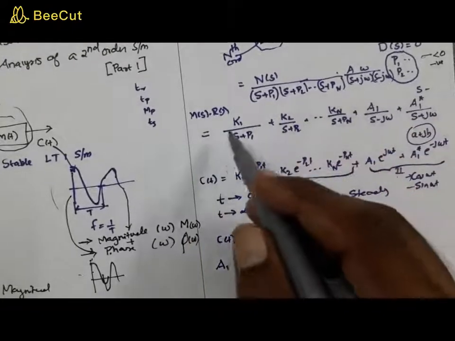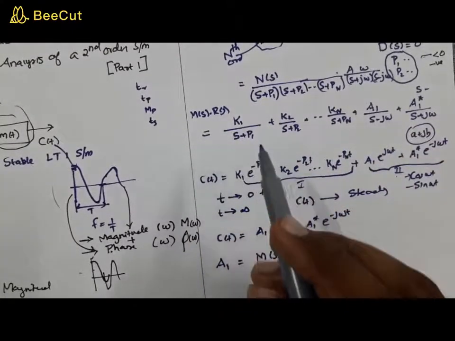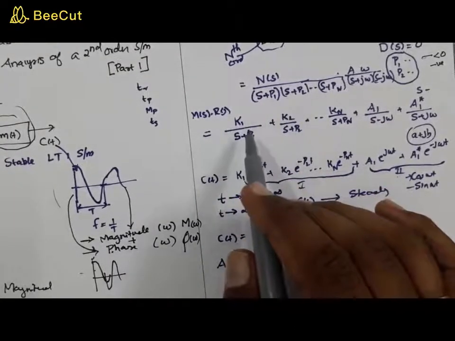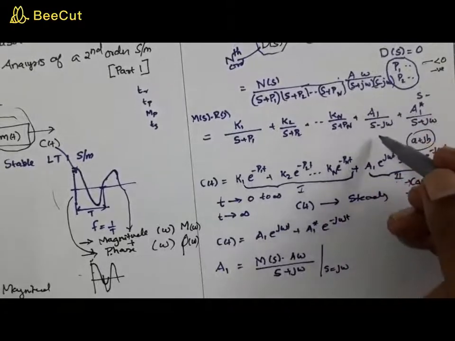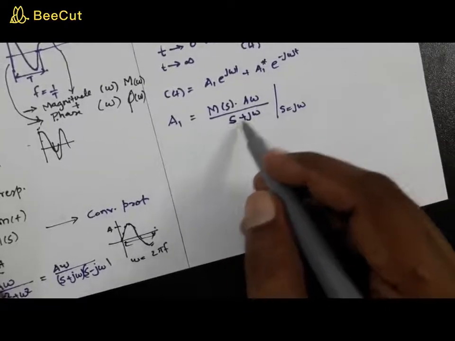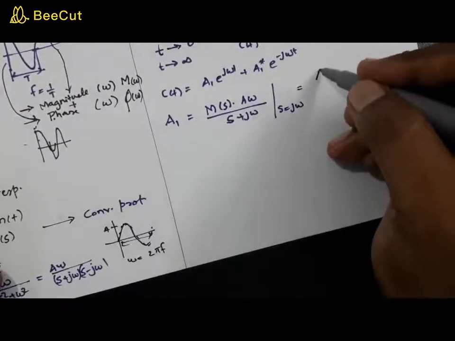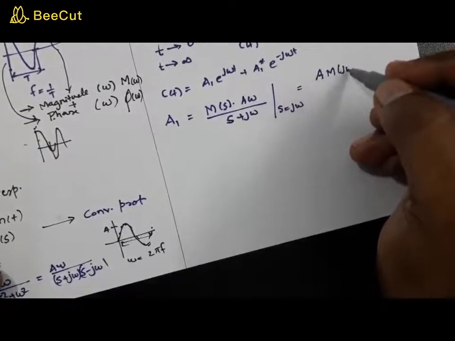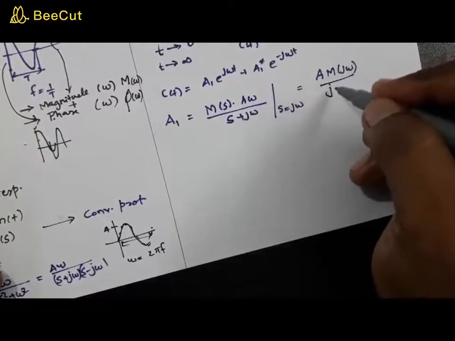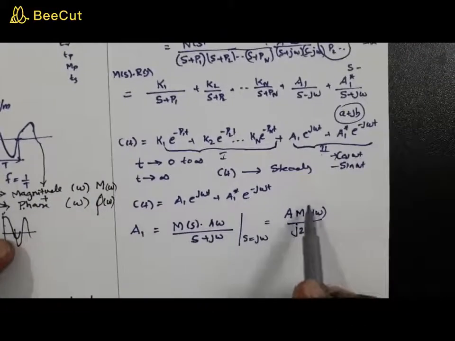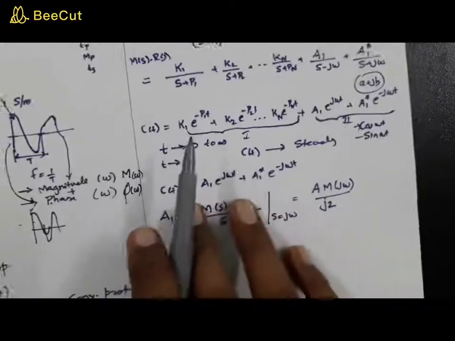That can be equated as this. So when you multiply with all the coefficients, you will be getting a1 into M of s into A omega by s plus j omega at s equal to j omega. You may find this out by yourself, so that you will be getting M of j omega by j2. Now this M of j omega, at s equal to j omega, is actually the transfer function of that system.